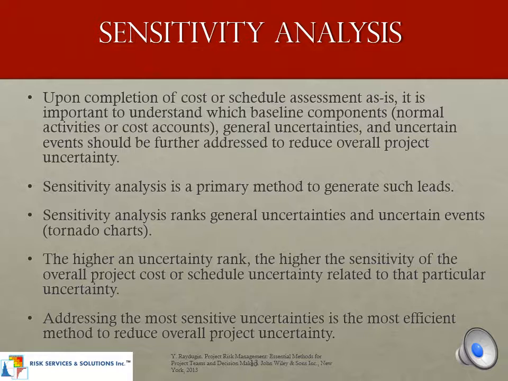Okay, this sensitivity analysis ranks general uncertainties and uncertain events, and this is in the tornado charts. Okay, we've kind of looked at some of those. The higher an uncertainty rank, the higher the sensitivity of the overall project cost or schedule uncertainty related to the primary uncertainty, which is what I'm already mentioning. You know, your impact on cost and schedule are going to be higher there. Addressing the most sensitive uncertainties is the most efficient method to reduce overall project uncertainty, which is our goal.